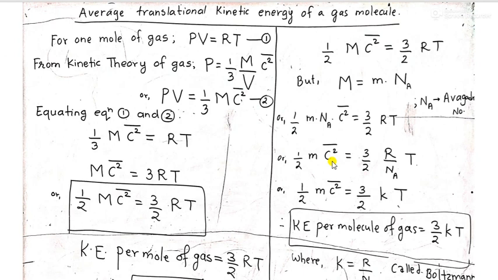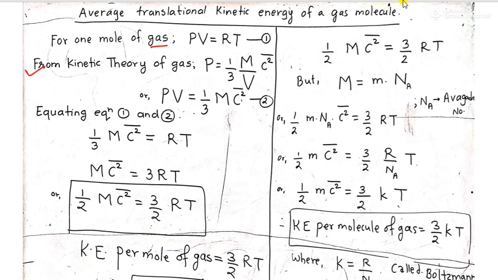Today, in this short video, I am going to explain the average kinetic energy of the gas molecules. I am going to discuss the average translational kinetic energy of the gas molecule. For this, let us consider 1 mole of the gas. From the ideal gas equation we know that PV equal to nRT. For 1 mole, n will be 1, that's why PV equal to RT.